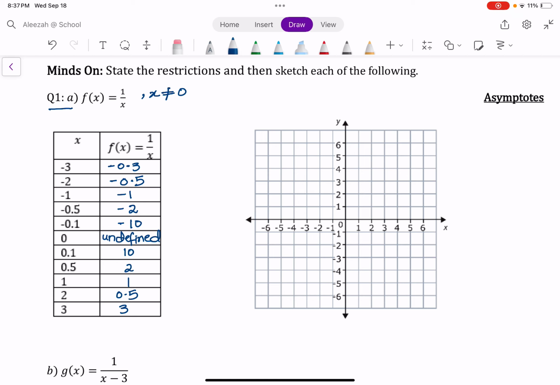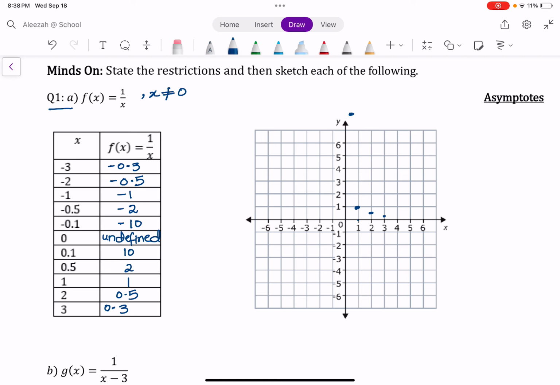So when x is 1, my y value is also 1, right? So that's the point. When x is 2, my y value is 0.5. When x is 3, my y value is basically 0.3. So it will be here, right? Now if I go closer to 0, I cannot take 0, but I can go closer to 0. So if I take 0.1, my y value is 10. So 10 is not on the graph, but you can suppose the 10 is up here, right?